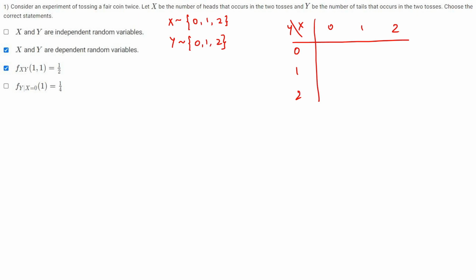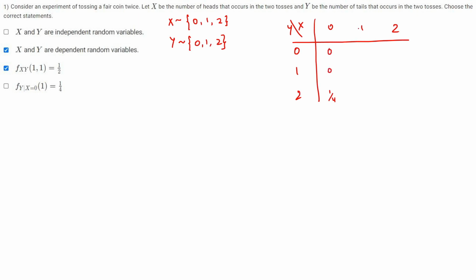Okay. So what happens when x value is 0? X value is 0 indicates that in the two tosses there is no heads. It means that we should only have two tails, right? What is the probability of getting two tails? That is 1 by 2 into 1 by 2, that is 1 by 4. Now what about these two outcomes? These two will be 0, right?